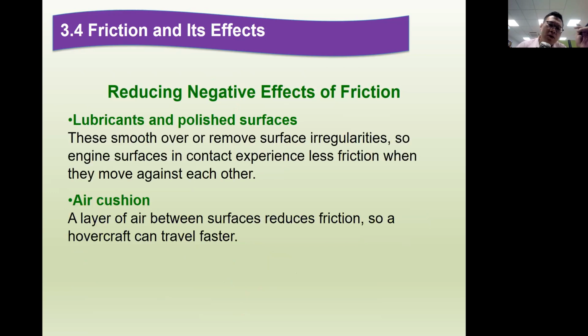One not so common way is to use an air cushion. So instead of direct contact between the surface and the floor, I will introduce a layer of air. With this layer of air in between, the object is actually floating above the ground. So that layer of air acts as a cushion to reduce the friction. One common example is the hovercraft.